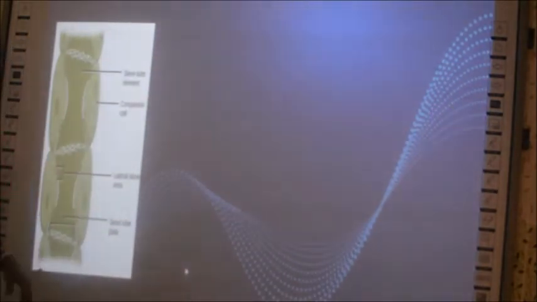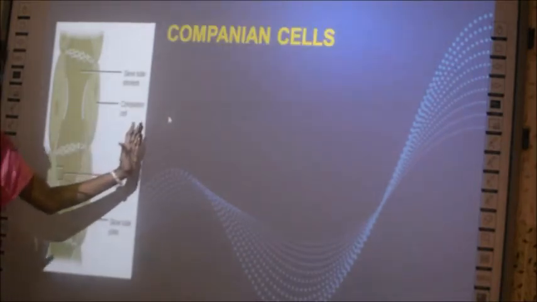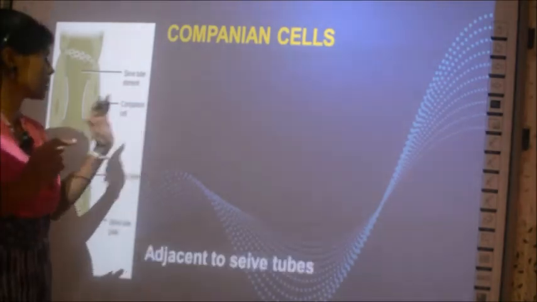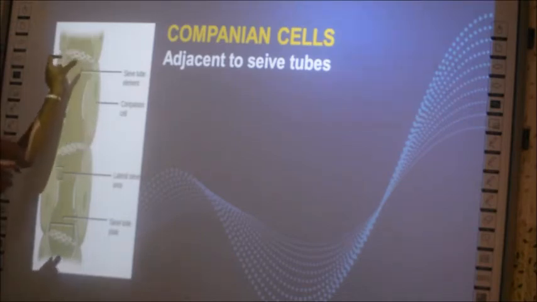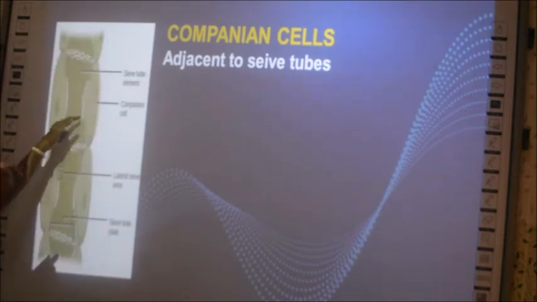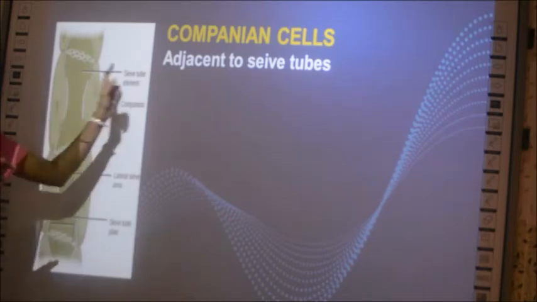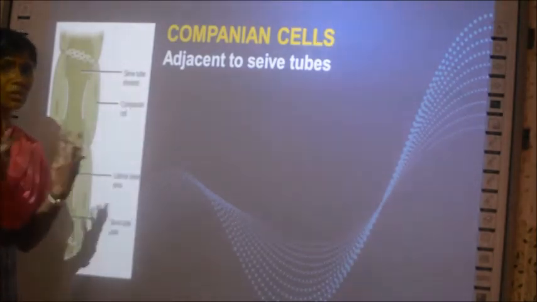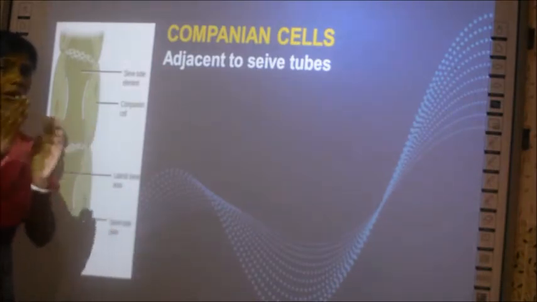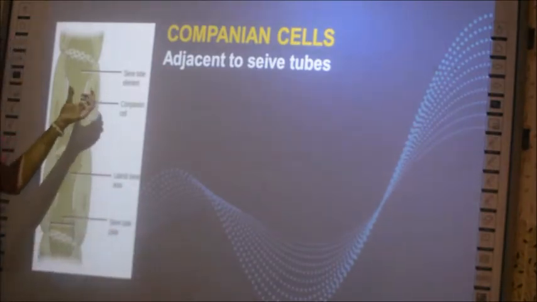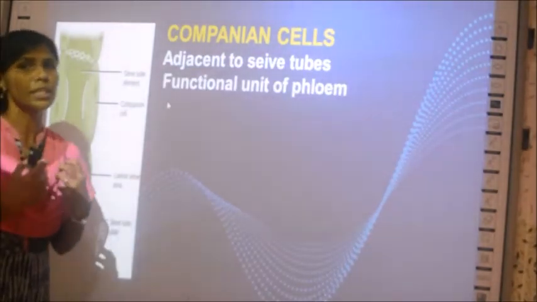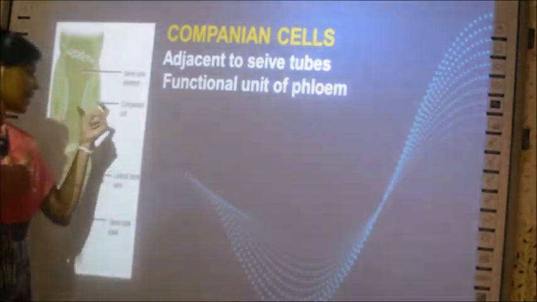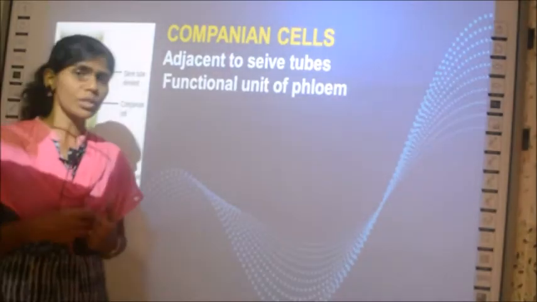Next, we learn about the structure of companion cells and the other two, that is, phloem parenchyma and phloem fibers. Companion cells, if you see, are always adjacent to the sieve tube. This is the sieve tube and these are all companion cells. So, they are adjacent to sieve tubes. Adjacent means near or close to the sieve tubes. So, companion cells are always adjacent to sieve tubes. Then, they are the functional units of phloem. Companion cells are functional units of phloem.